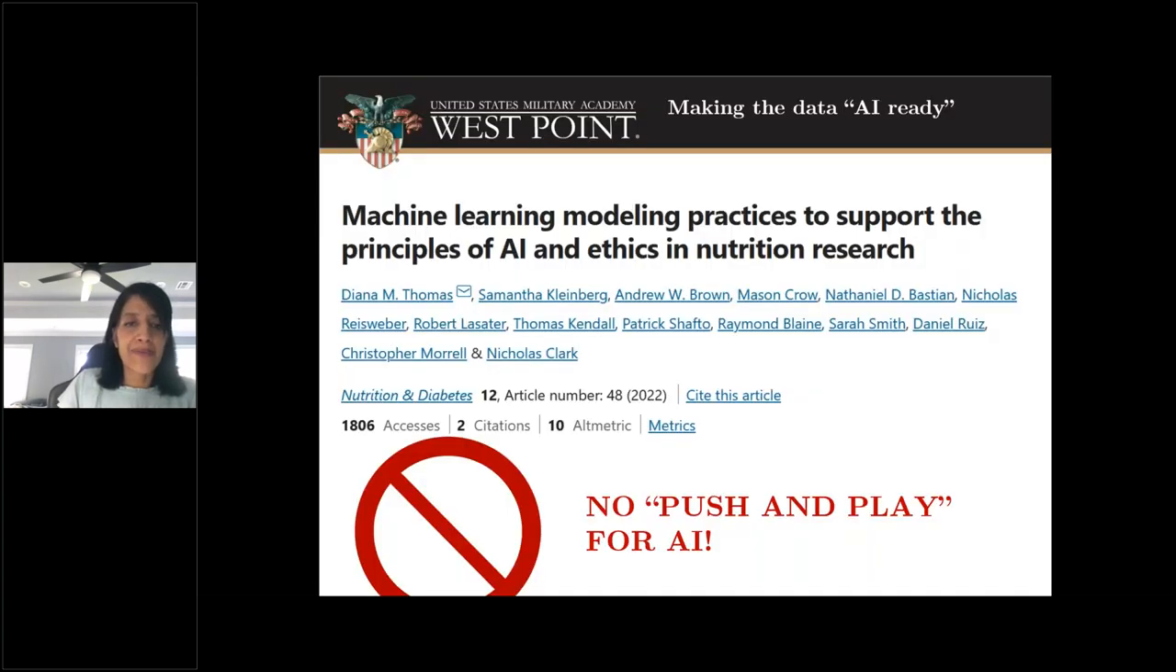Leah knows a lot about this paper because it's published at the journal where she's chief editor. I'm anti push and play. Push and play, I would call it like a SPSS. I push a button, it runs a neural network, because it's really, really complicated.